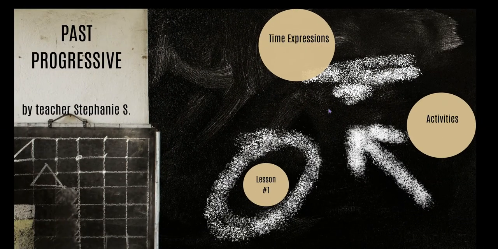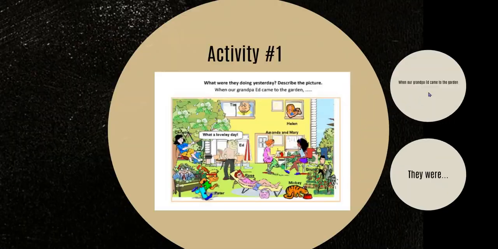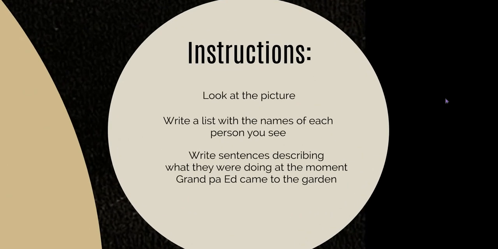Finally, I am going to give you the instructions for the activities for this week. So in this activity, you have to look at the picture and describe what they were doing at the moment Ed, the grandfather, came to the home. Let's see the instructions. Look at the picture, write a list with the names of each person you see, then write a sentence describing what they were doing at the moment Grandpa Ed came to the garden.